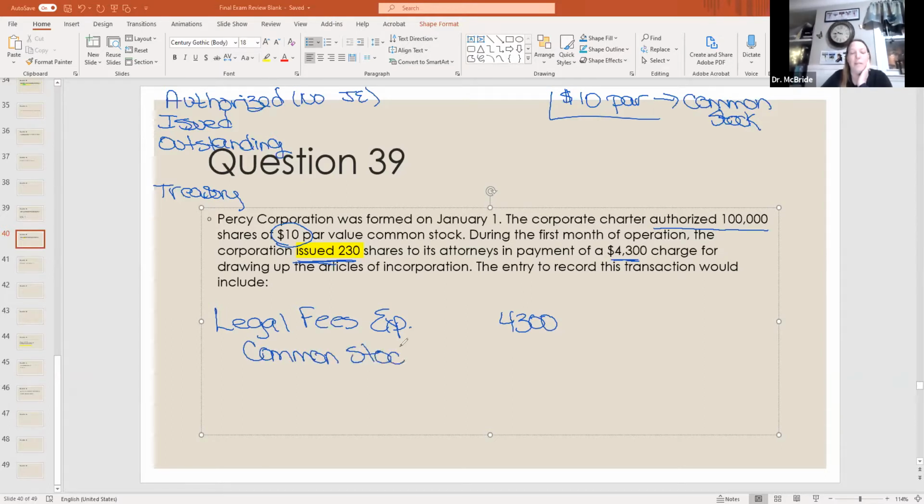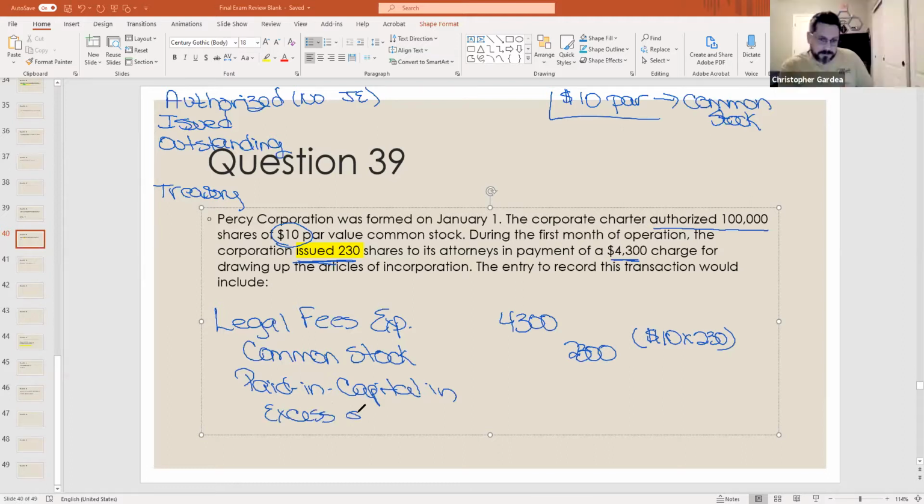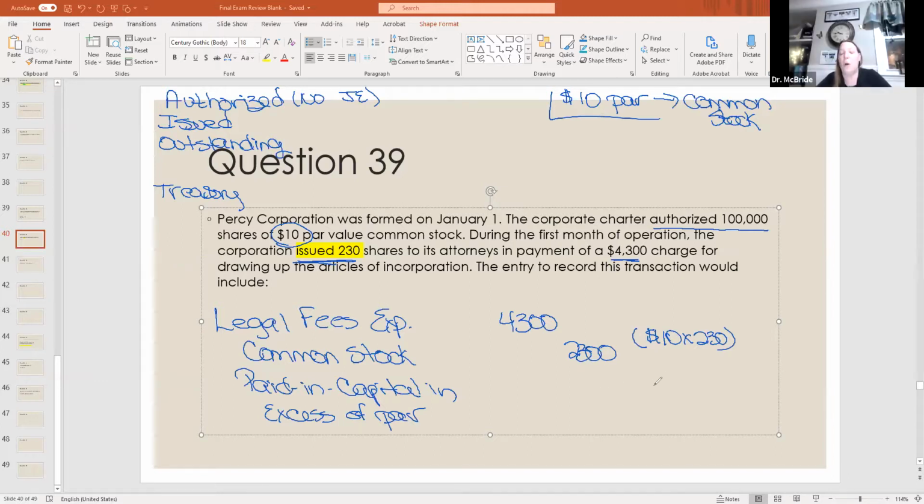So for common stock, we're going to take $10 par times 230 shares, or $2,300 goes into common stock. Everything else goes into a new account. It's really long, so we can just call it paid in capital after this. Paid in capital, in this case, in excess of par value. And that's for all the rest.